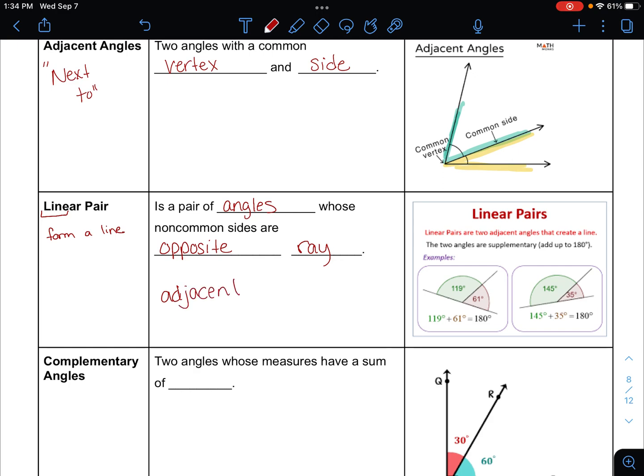Okay, and it actually turns out that all linear pairs are also going to be supplementary, and we will talk about that in just a little bit. Okay, but I want to go back to forming a line. So a linear pair is 2 angles that have opposite rays, so it forms a line. Then there's going to be another angle that kind of cuts between it. Okay, and there are pictures off to the side of 2 different examples, so they have to be touching. Okay, adjacent angles also have to be touching.